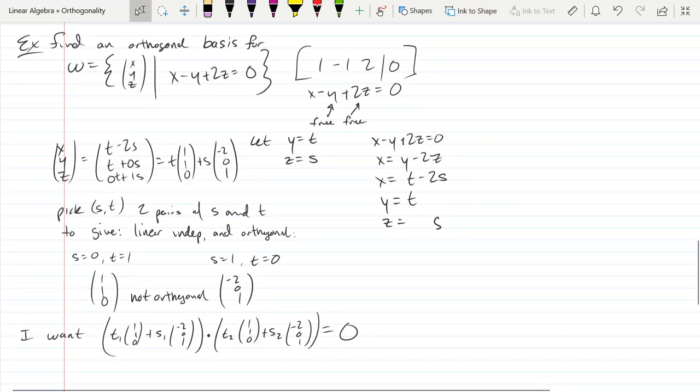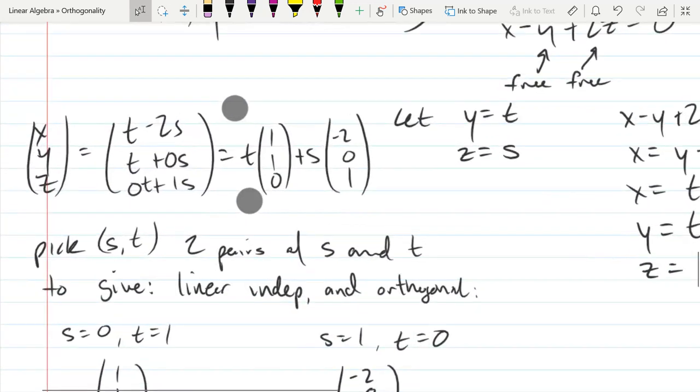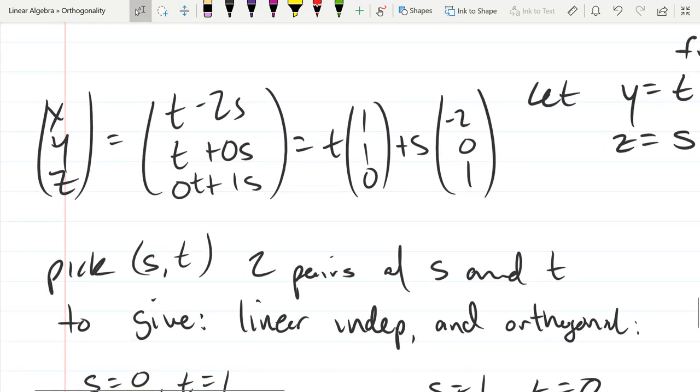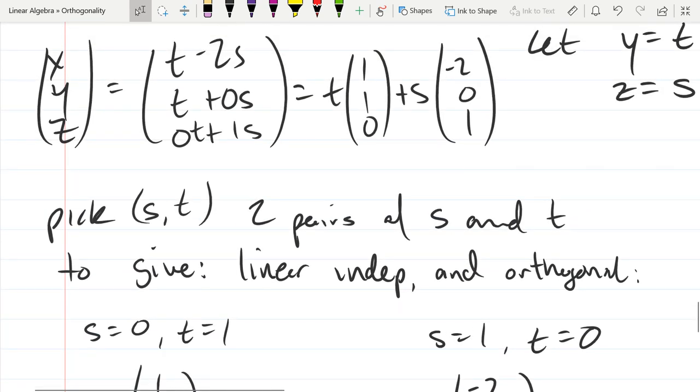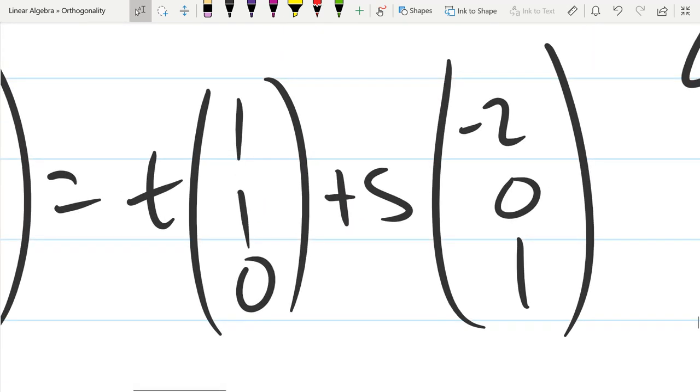So we know what the, we have two, we have a basis, but we want to get an orthogonal basis. So we can pick any values of S and T that are not zero. At least when there's only two vectors, independence is relatively easy to just look at and see, but if we pick an S and a T that are not both zero, I don't think any combination, any two sets of values will be linearly dependent, just looking at our two vectors.